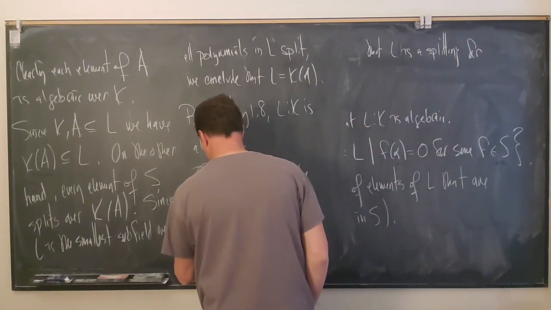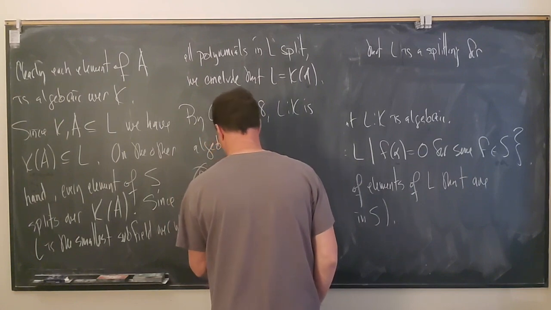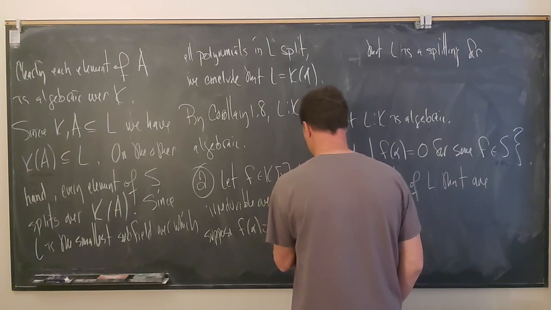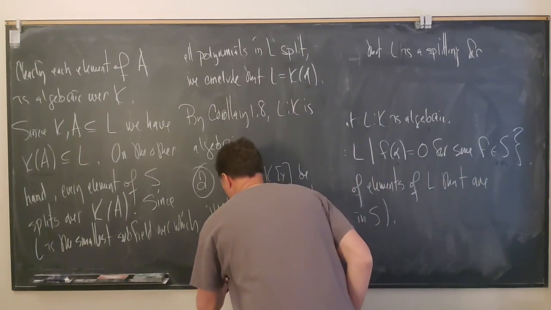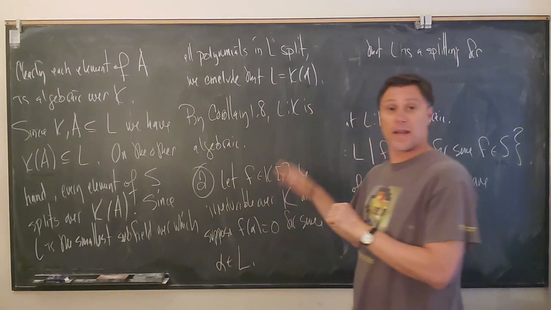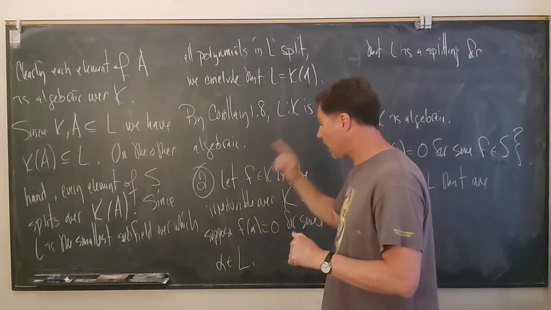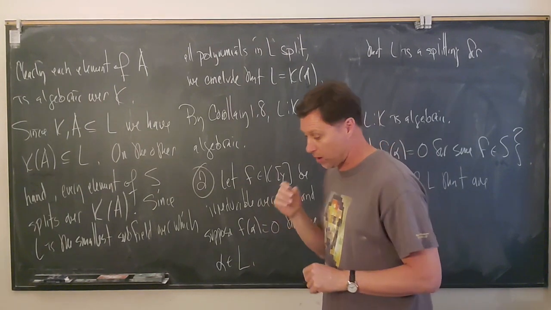And suppose that f of alpha equals 0 for some alpha in capital L. So we're setting the stage. We've got an irreducible polynomial that has one root, and we need to show that f splits over L.